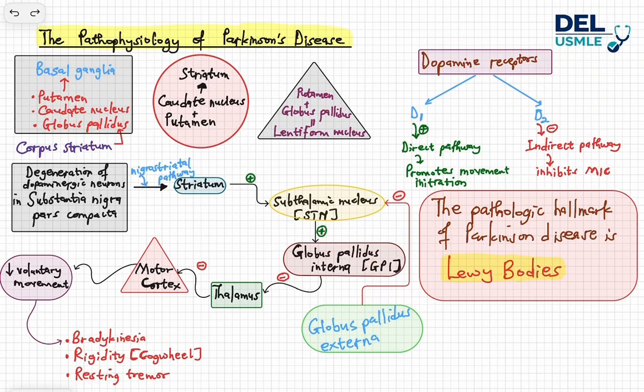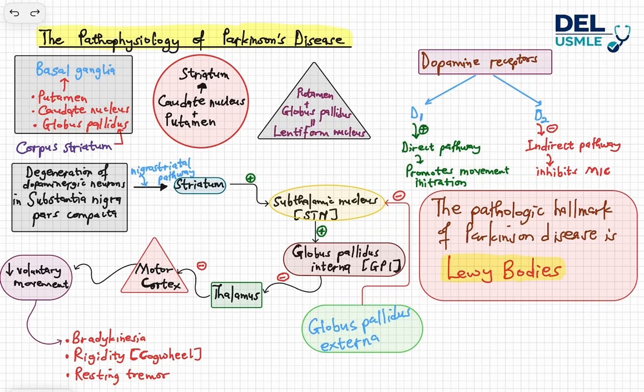And once the globus pallidus interna is less stimulated, what that means is that we are going to be having activating signals sent to the thalamus. Once the thalamus is activated or stimulated, it will also go ahead and send excitatory signals to the motor cortex to perform voluntary movement. So that is going to be the normal physiology of events.